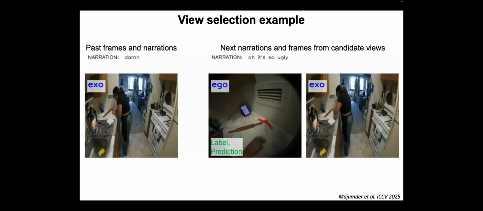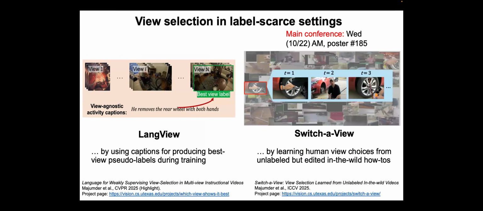It also probably uses the next narration in the same example, as mentioning minute details like how good the door looks probably means a switch from exo to ego is required. This brings us to the end of my talk.